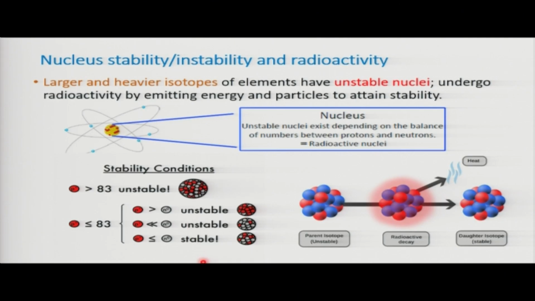The first condition is if an atom is having proton number greater than 83, it is considered to be heavy. So it is susceptible to radioactivity, or it is susceptible to disintegrating to form a stable component.